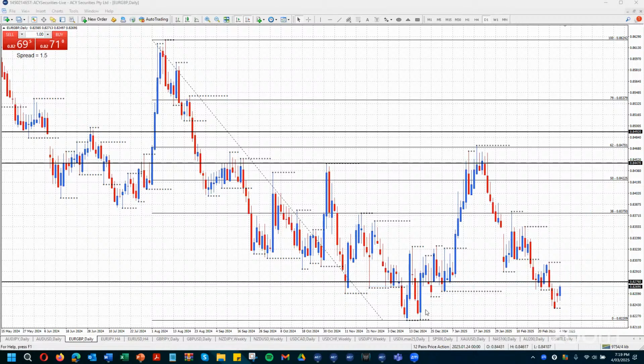And of course, we've got the interest rate decision from the Eurozone on Thursday. So got to be cautious with the Euro pairs, I think, as we're waiting for that decision.